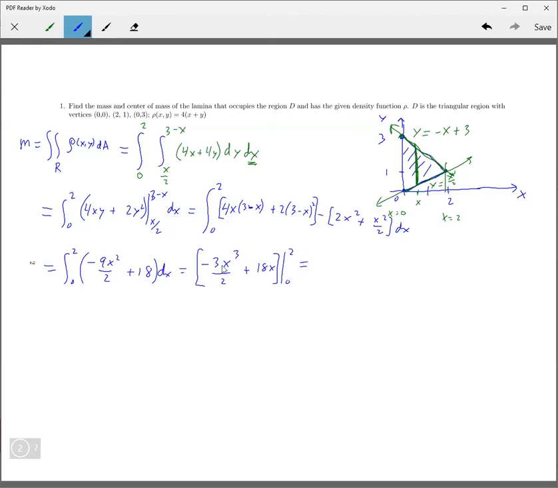So plug a 2 in here, and you're going to get negative 3 times 3 2's over just 1 2. So one of those is going to cancel. And then plus 18 times 2. So this is what? Negative 12 plus 36, which is 24. Okay, so the mass is 24.